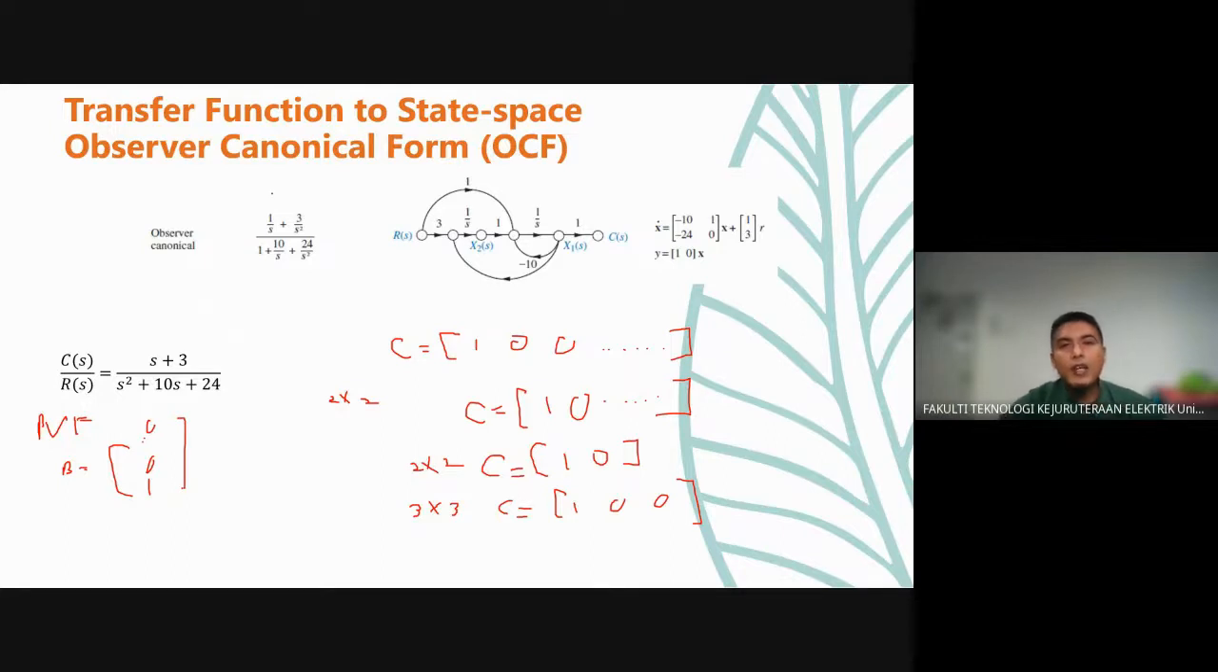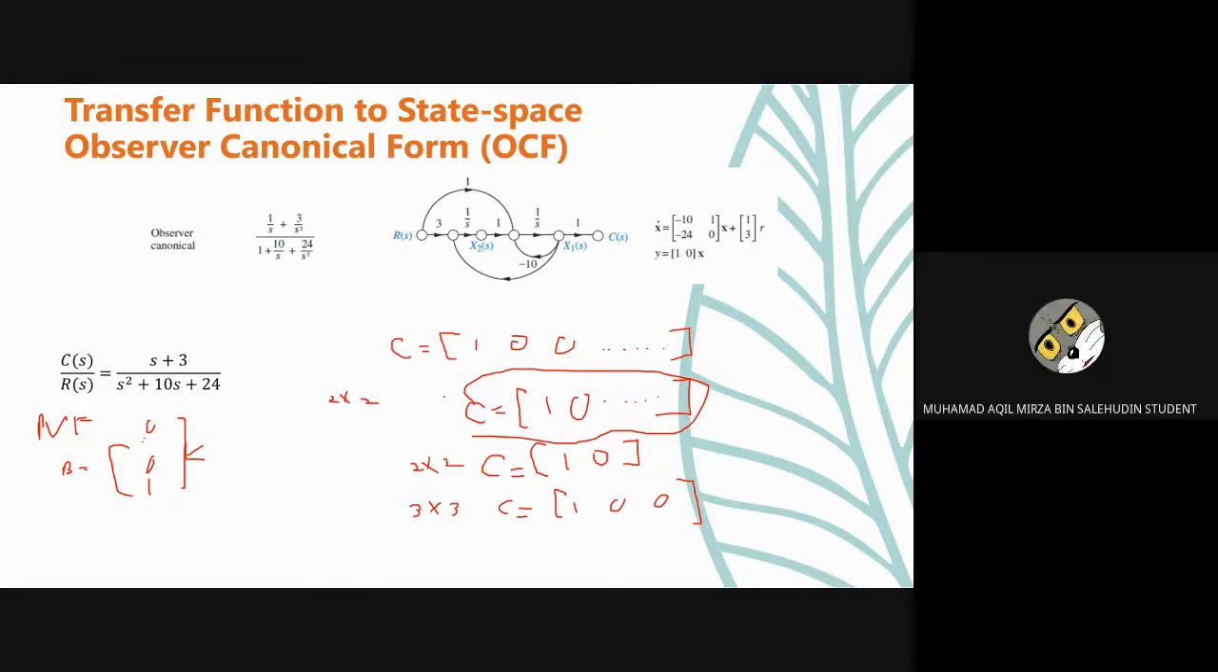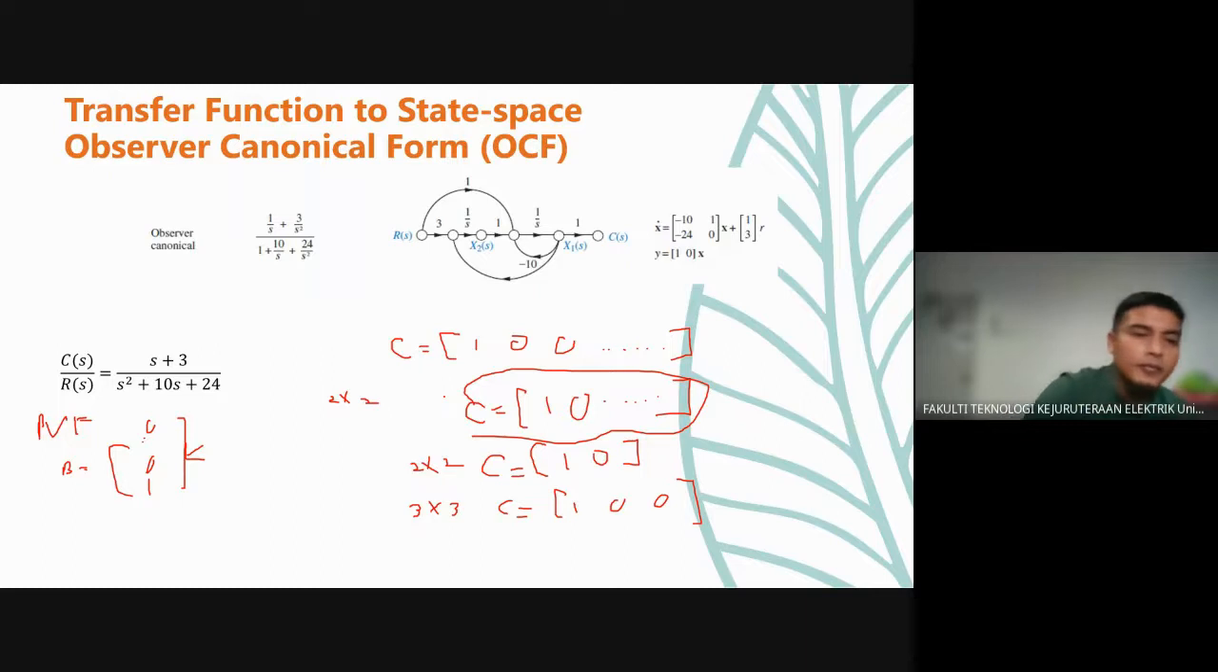However, for the OCF, it is reversed. Opposite. For the OCF, the pattern of B, actually we put at the C matrix. We swap. Okay, clear about that? Yes, Doctor. Alright. Another question?